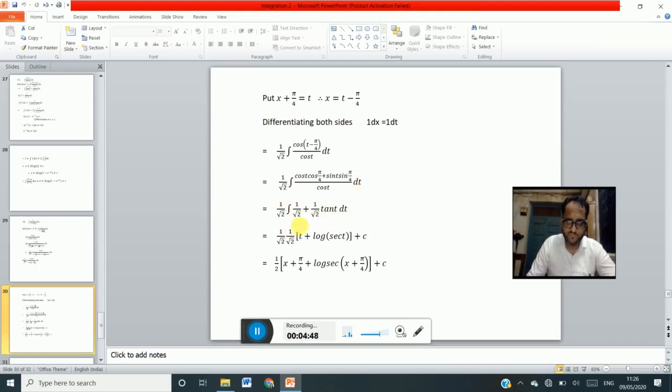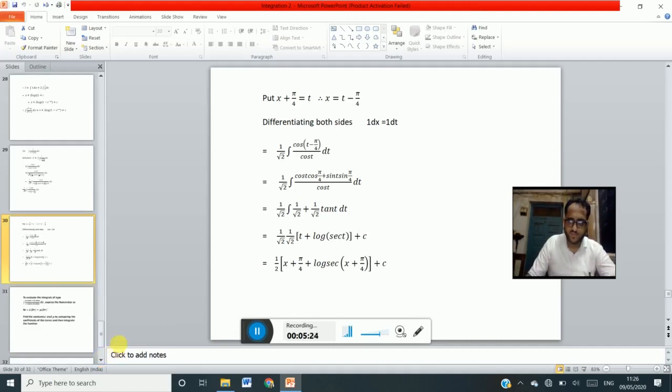So what can we see here: 1 by root 2 is constant in both terms, so it should be taken outside the integral, so 1 upon root 2 into 1 upon root 2, and here remaining is only integration dt. Integration dt means t, and integration of tan t is log of sec t plus c, right? Then substitute the value of t. What do you get? 1 by root 2 into 1 by root 2 is 1 by 2, and t is x plus pi by 4. So substitute the value of t equals x + pi by 4, right? In this way we complete this example also.